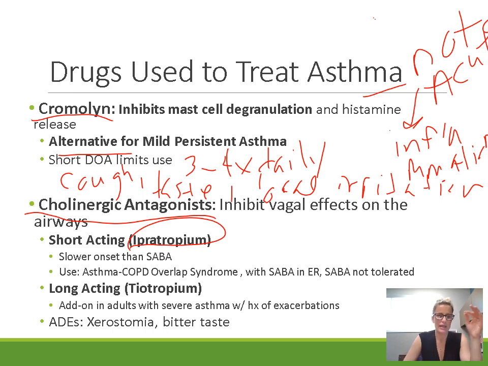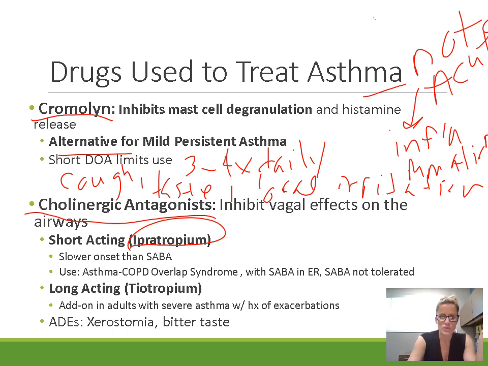Ipratropium has a slower onset than a short-acting beta agonist. So it's not used in place of the short-acting beta agonist in asthma attacks. We try not to use this in place of. We can add it on to. But a short-acting beta agonist is much better in the case of an asthma attack because it starts working faster. Okay? This has a slower onset.